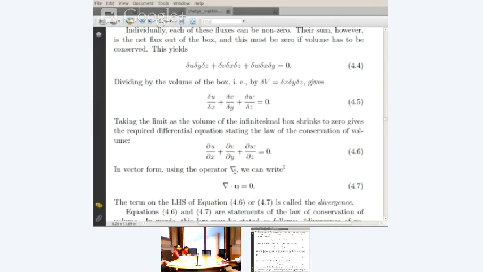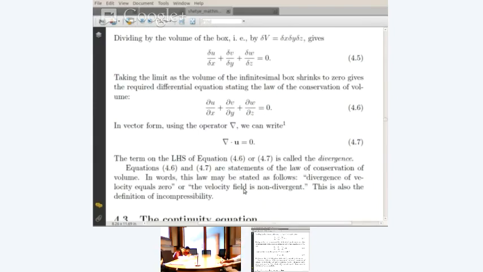it's ∂/∂x i plus ∂/∂y j plus ∂/∂z k, where i, j, k are the unit vectors in the x, y, z directions. And we can write divergence of u, or del dot u, equals 0. The term on the left hand side here is called the divergence. And for an incompressible fluid, it is equal to 0. That's it. That is the law of conservation of volume.